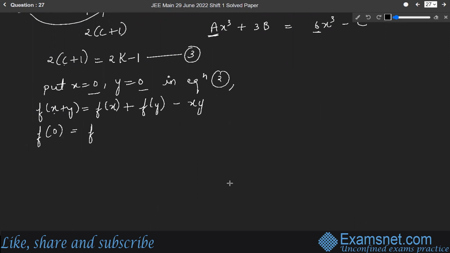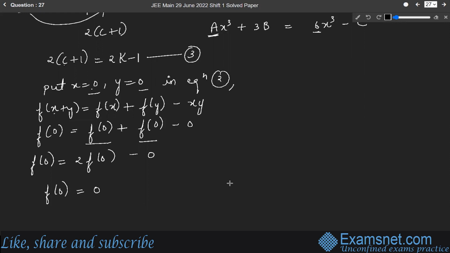is equal to f of x, x is 0, plus f of y, y is also 0, minus x into y. 0 into 0 is 0. So f of 0 will be equal to f of 0 plus f of 0, 2f of 0, right? So from here we can say that the value of f of 0 will be equal to 0, all right? So it is clear that f of 0 is equal to 0.